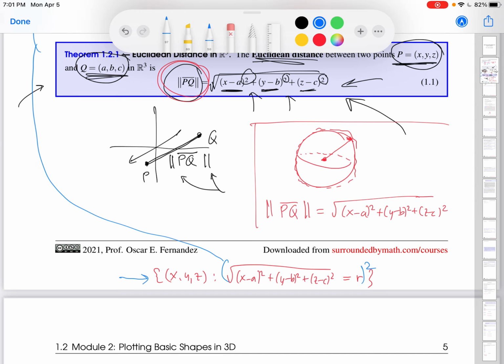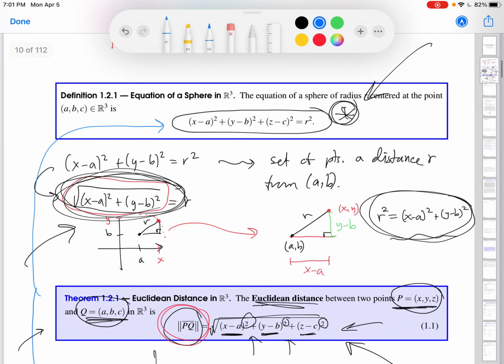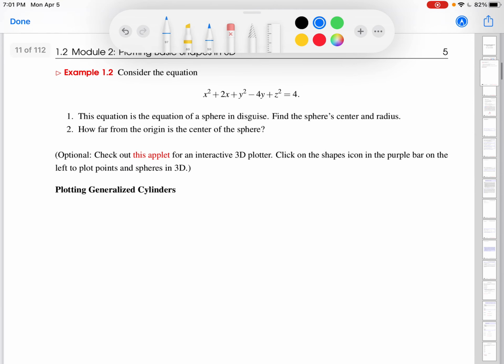If you look at the set of points in R3 whose distance from a point (a, b, c) is the same distance, r, and then you square that relation, you get back to the same place, the equation of a sphere. So two different ways to think about what a sphere is and how it relates to Euclidean distance. Okay, so now let's move on to some examples.